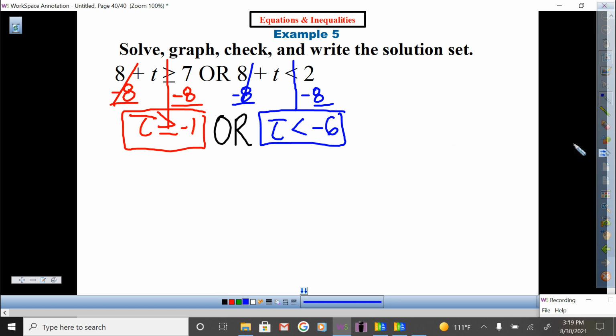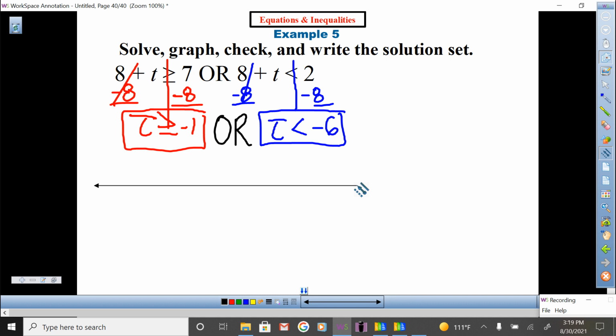All right, so let's graph this. You're like, that wasn't that bad, Mr. Q. I know, right? Here's 0. And I'm going to start with the first one, -1. -1 is right here. Question, is that an open or closed point? Closed, because it has a little equal sign. So yeah, a closed point, solid point.